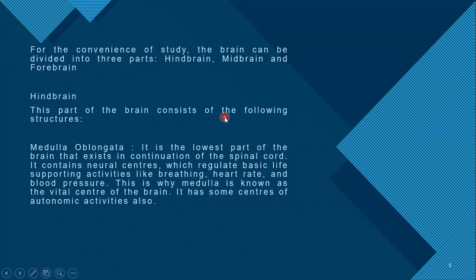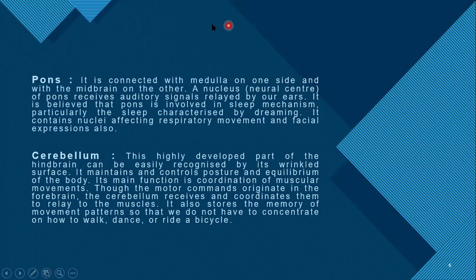So part of the hindbrain is the medulla. Then the pons. It is connected with the medulla on one side and with the midbrain on the other. In the base of the brain, the pons is a bump-like structure, connected to the midbrain and medulla. The neural center of the pons receives auditory signals relayed by our ears. It is believed that the pons is involved in the sleep mechanism, particularly the sleep characterized by dreaming. It contains nuclei affecting respiratory movement and facial expressions also.